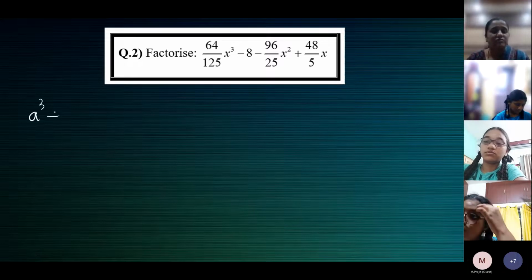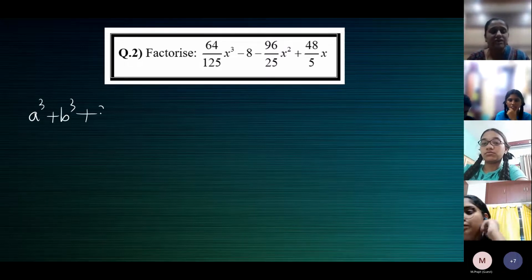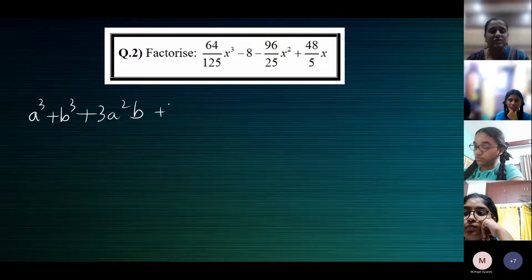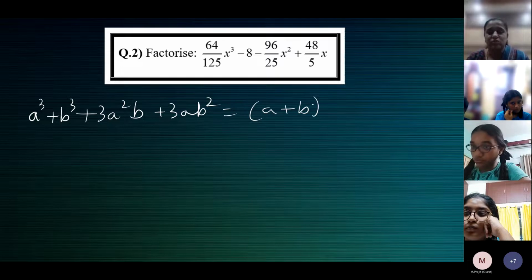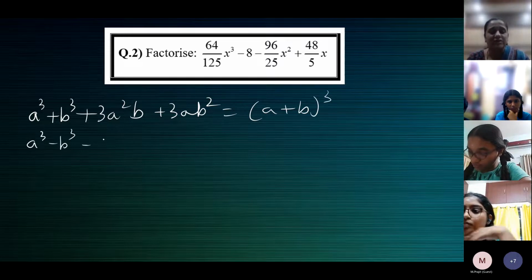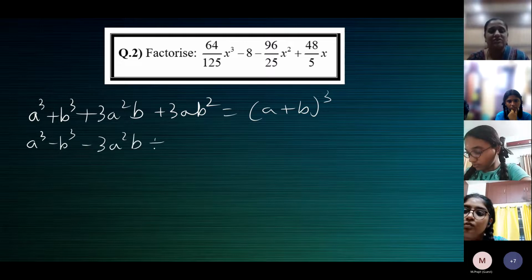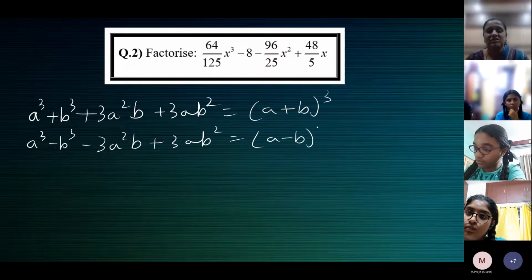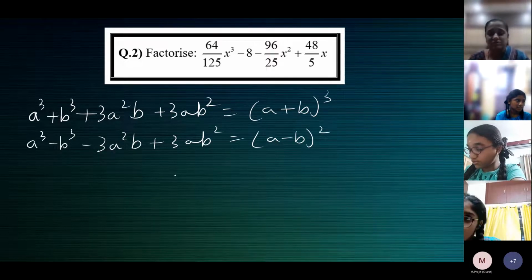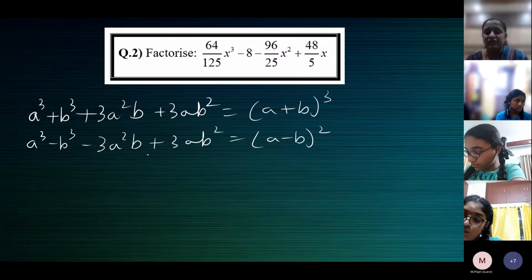a cubed plus b cubed plus 3a square b plus 3ab square is equal to a plus b the whole cube. This is one. And the other one is a cubed minus b cubed minus 3a square b plus 3ab square is equal to a minus b the whole cube. See, children, the terms you can write in different order. These are the 4 terms. You can write them in different order.